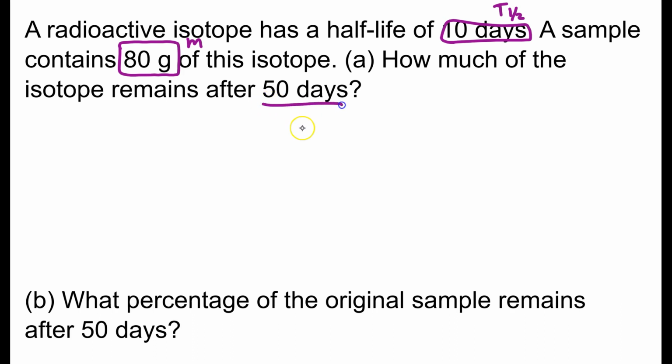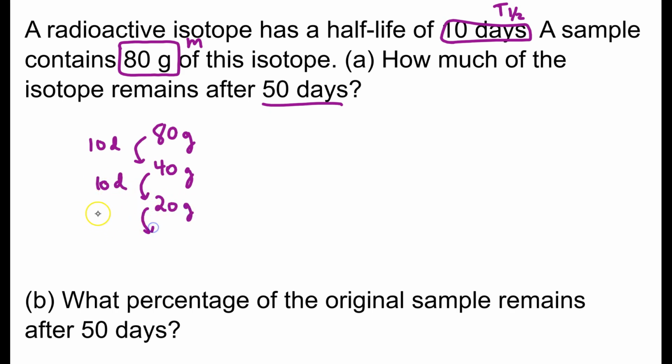Well, as 10 days pass, you cut the value in half. So you start with 80 grams, 10 days pass, and you're down to 40. 10 more days pass, another half-life, and you're down to 20. Another half-life, 10 more days, and you're down to 10. Let's see, 30 days have passed. We've got to get up to 50 days, so we do this 2 more times.